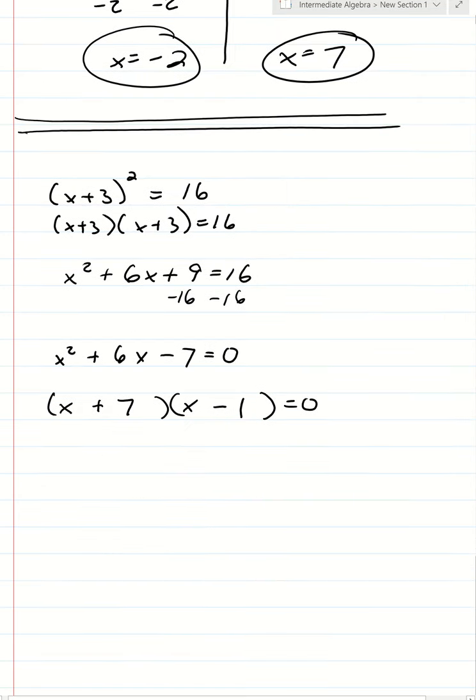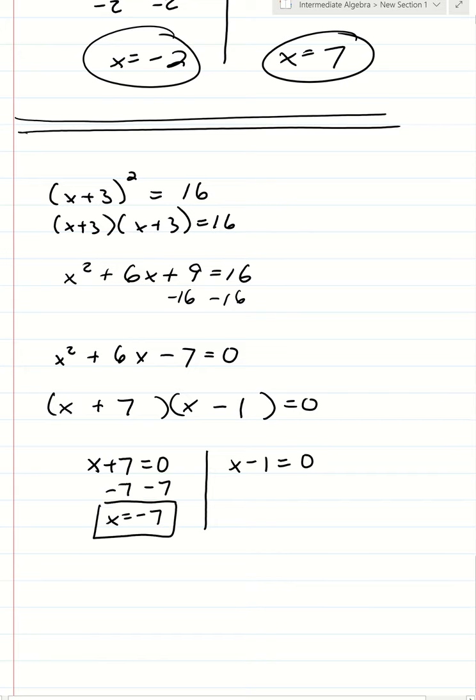We can now use the zero product property. I'm going to take the x plus 7, set it equal to 0, as well as the x minus 1, set that equal to 0. Solving, of course, now for x, subtract 7 over, and we get x is negative 7 for our first solution. Adding 1 over, we get x equals a positive 1 as our second solution. Okay, so once again, that required a bit more work to get our equation ready for solving.